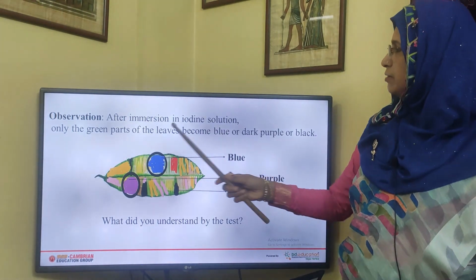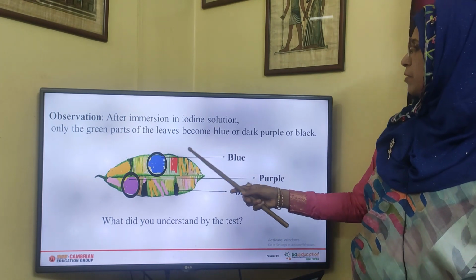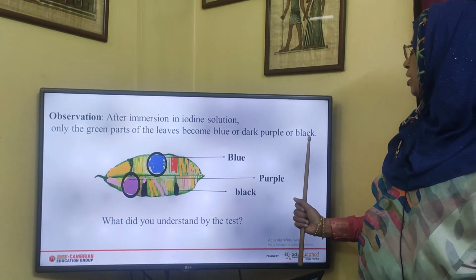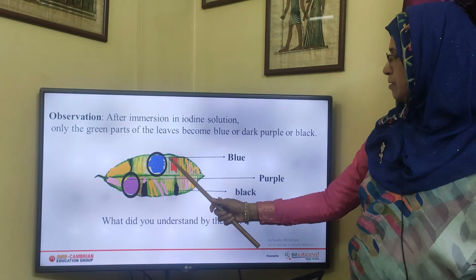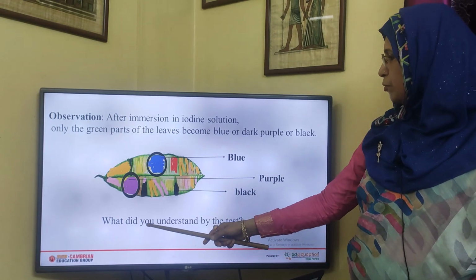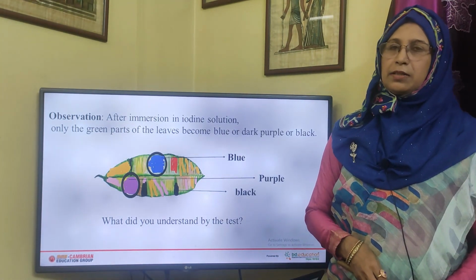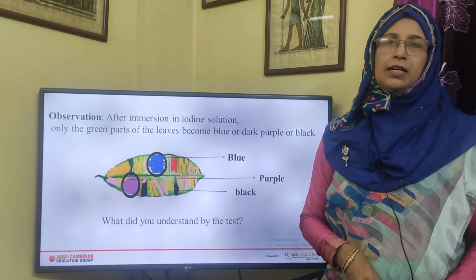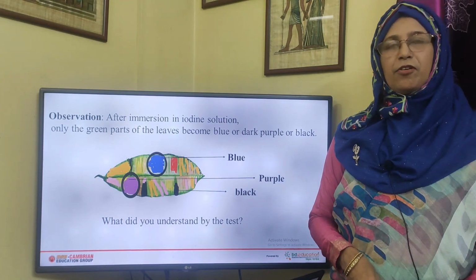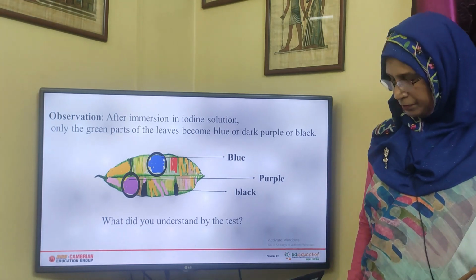What is the observation? After immersion in iodine solution, only the green parts of the leaf become blue, dark purple or black. See, this is the blue or black or dark purple color. So what did you understand by this experiment? That chlorophyll is essential for photosynthesis.